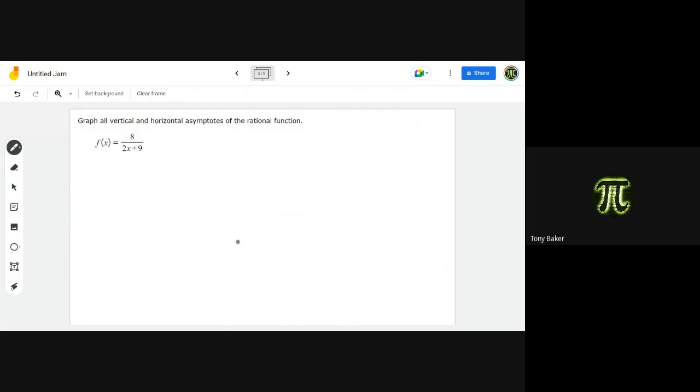and that's going to give you your vertical asymptote. So in this case, I'm just going to set the denominator equal to 0. So 2x equals negative 9, x equals negative 9 over 2. So that would be my vertical asymptote. So for vertical asymptotes, again, just set the denominator equal to 0 and solve. This one's pretty straightforward and simple.